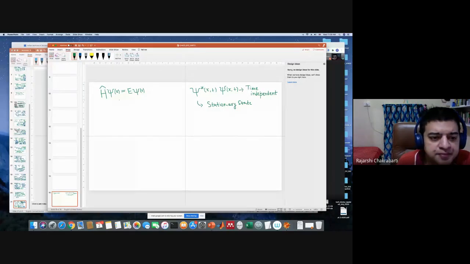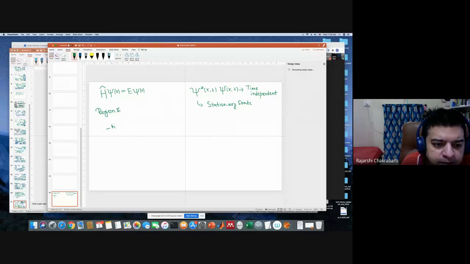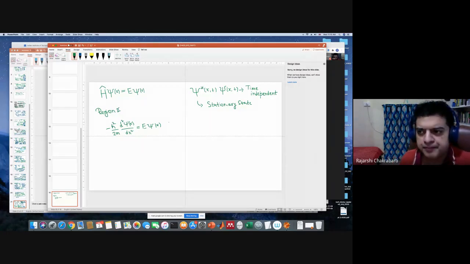So we have to solve this equation. For region 2, we need to solve it, because for regions 1 and 3 the wave function is 0. So the equation is as follows: minus h bar squared by 2m d2 psi by dx squared is equal to E times psi.